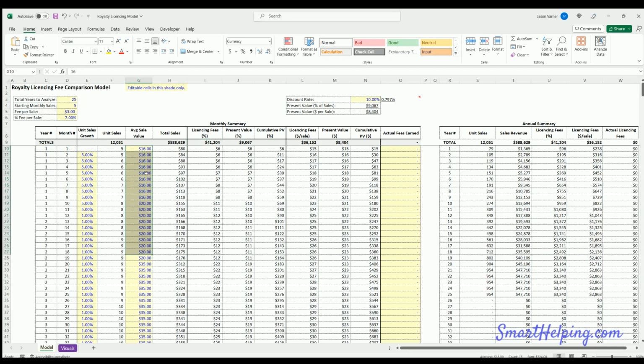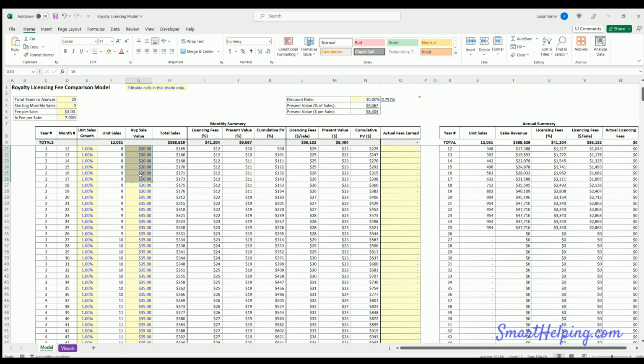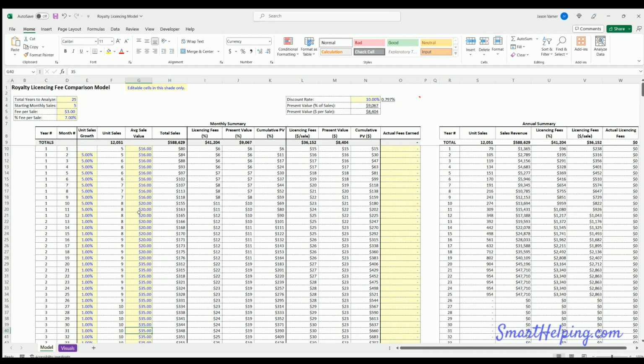And again, it's going to depend on your assumption about the future sales, how much the unit sales are, what the percentage of the sale is, how much the sales actually are going to change over time. You've got your discount rate up here. This is how you're actually figuring out the present value. So this is the annual rate. We've converted it to monthly to get the most accurate present value calculation that we could do.